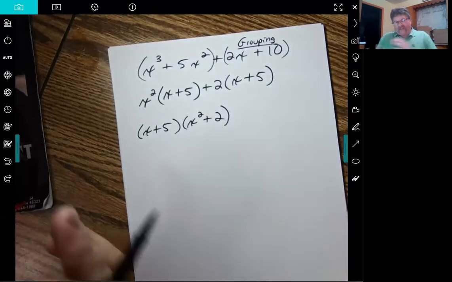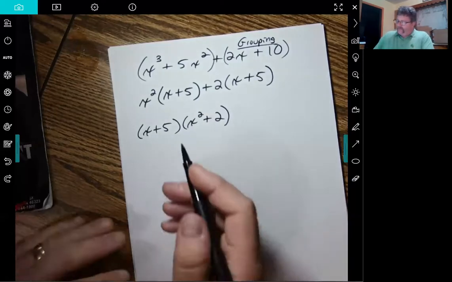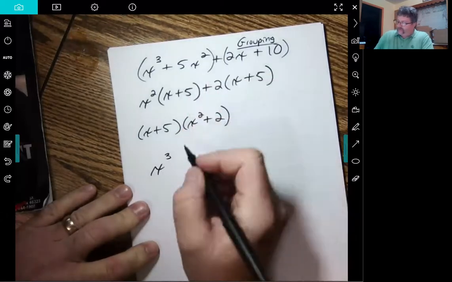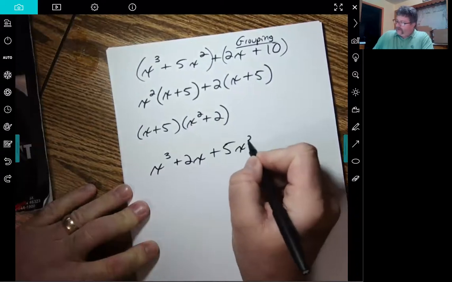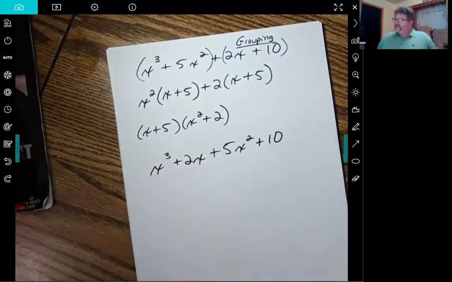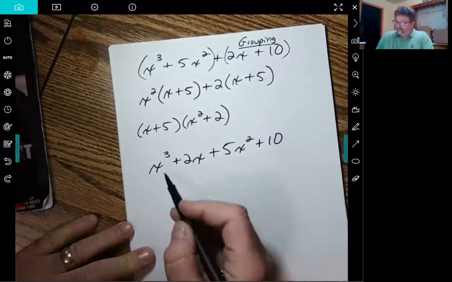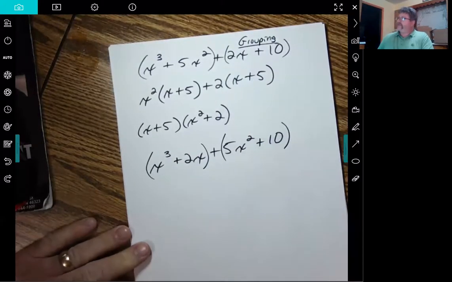Okay, now sometimes you might have to shuffle order a little bit. I'm going to rewrite the same problem, except I'll interchange these two pieces. I'll put the plus 2x plus the 5x squared plus 10, and you say, well, who says it works like that? Will it work like this? The order is a little bit different. Well, let's see. I don't know.